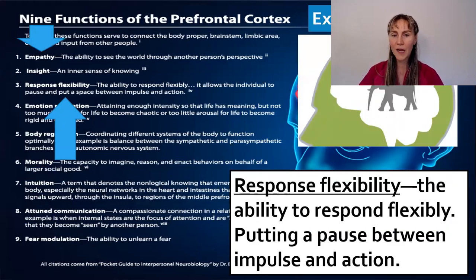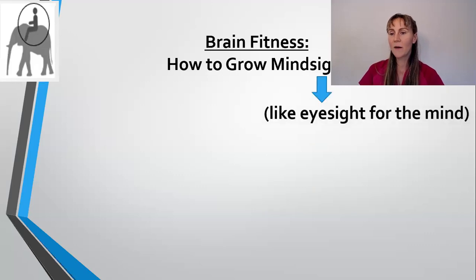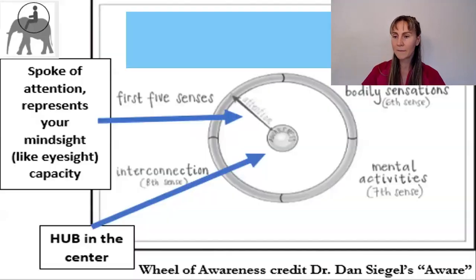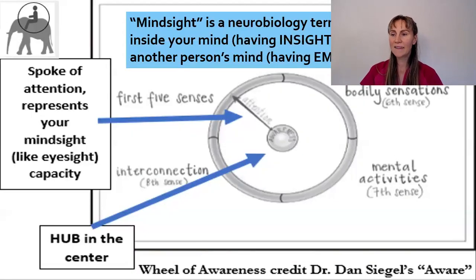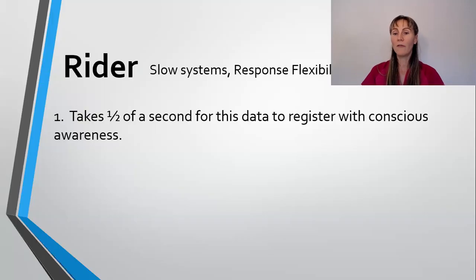And empathy and insight is a really important aspect of having your rider intact. So I talk about brain fitness and how to grow mindsight, which is like seeing your mind and other people's minds. And I say that mindsight means that you can see inside your mind, which is insight, and you can see inside other people's minds, which is empathy. And those are those higher functions of the prefrontal cortex. And it has to do with focusing your attention. So it really is an activity of the mind or of awareness.